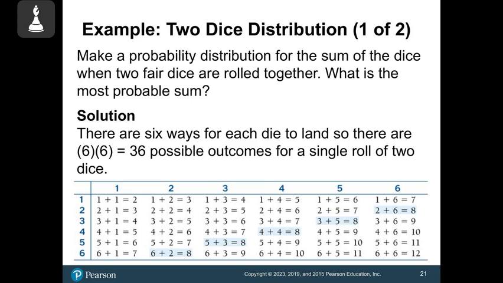Then what we're going to do is count how many times each one occurs. So the sum of 2 occurs 1 time. The sum of 3 occurs 2 times. The sum of 4 occurs 3 times, so on and so forth. And we will then calculate probabilities on the next slide.